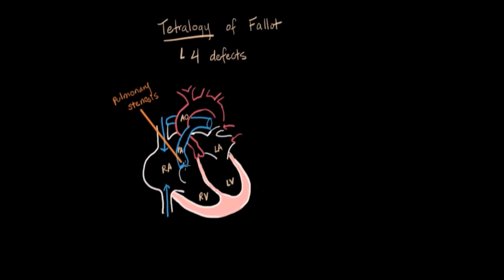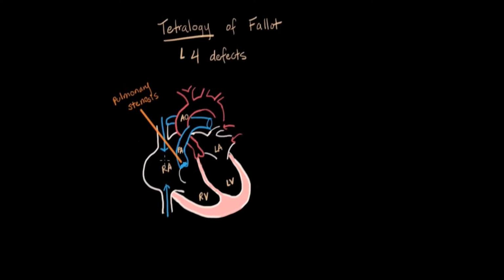So this pulmonary valve here is thickened. As the right ventricle is pumping blood into it, it is harder to pass through because it's literally just thick and restricting. So the degree of pulmonary stenosis determines how hard it is to pump blood into the pulmonary arteries and determines how severely this heart is functionally damaged.